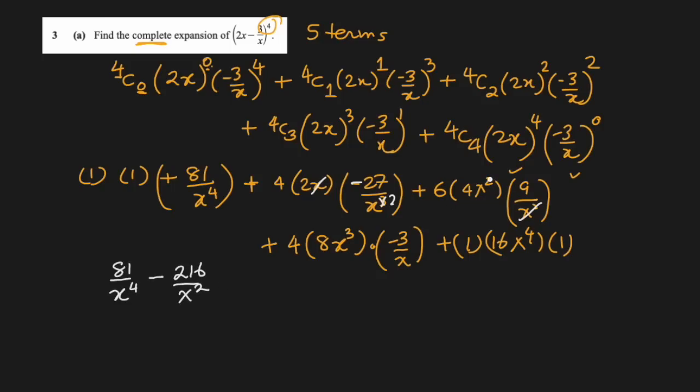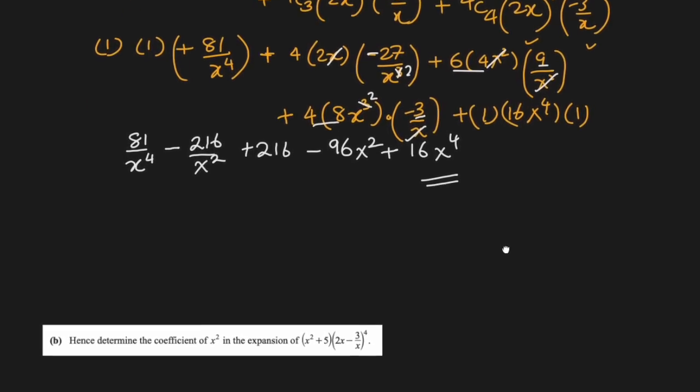Then x squared and x squared cancel. 24 times 9 is 216, positive, nothing else. Okay, we have a negative here, so minus 32 times 3 is 96. The x cancels with 3 of them, so it will be 2 left. So 96x squared, and plus 16x to the power 4. This is the complete expansion of this particular binomial.